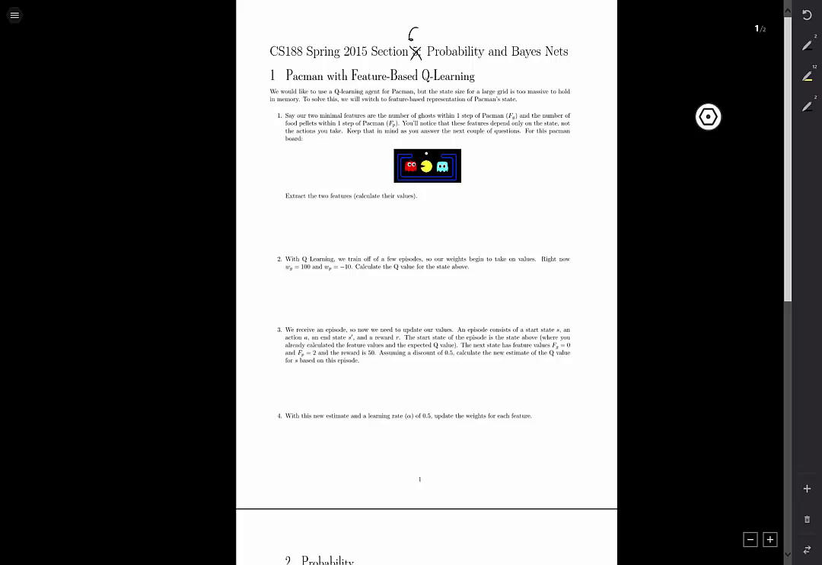So this should be a 6, and that is not correct.